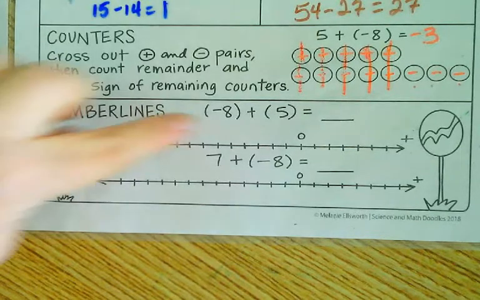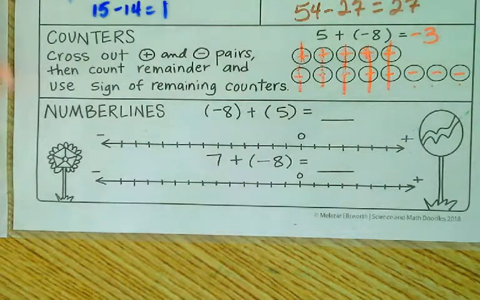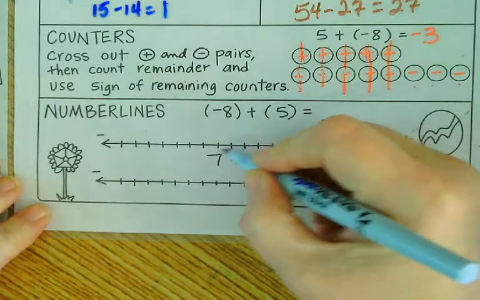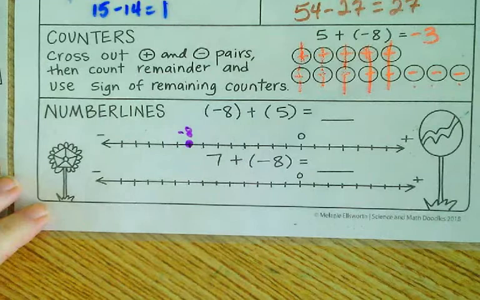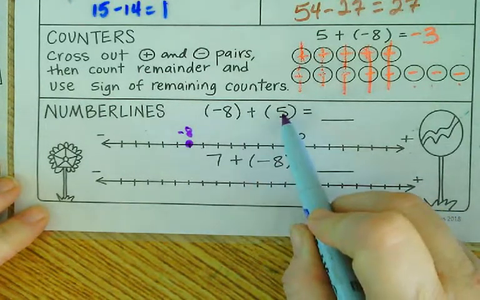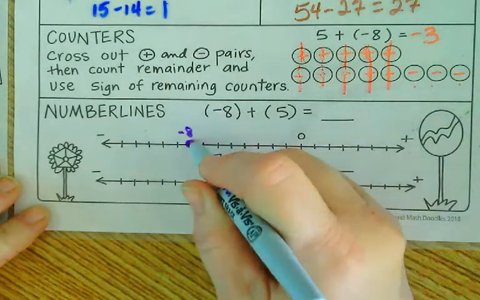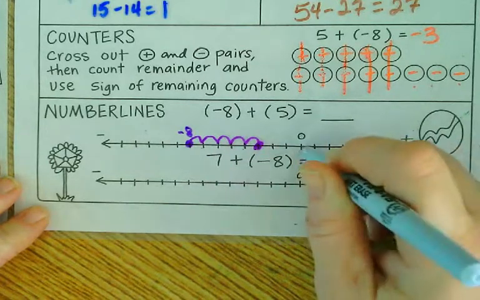So we're going to start off at the negative 8. We're going to go 1, 2, 3, 4, 5, 6, 7, 8. Here's my negative 8. Okay, and then it says to add positive 5. Because we're adding a positive 5, we're going to go to the right, because 5 is positive and positive goes that way. 1, 2, 3, 4, 5. Well, I didn't number everything. 1, 2, 3. Hey, look at that. It's negative 3. Same thing as up there. Isn't that cool?